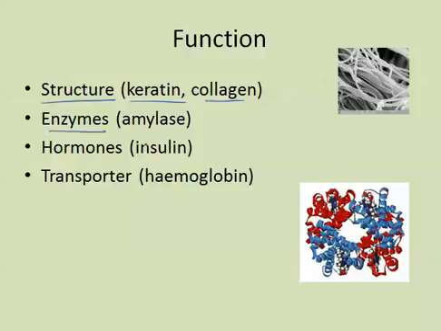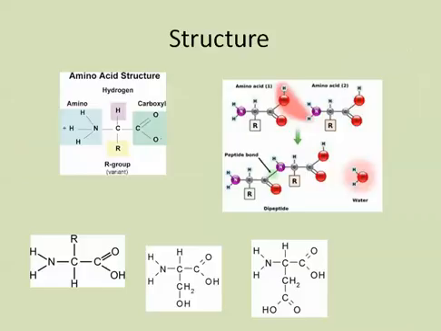Enzymes consist of proteins. An example of that would be amylase. They also constitute hormones, which are these chemical messengers in the body. An example of that, insulin. And they also have transporter roles. For example, hemoglobin moving the oxygen around our bodies.